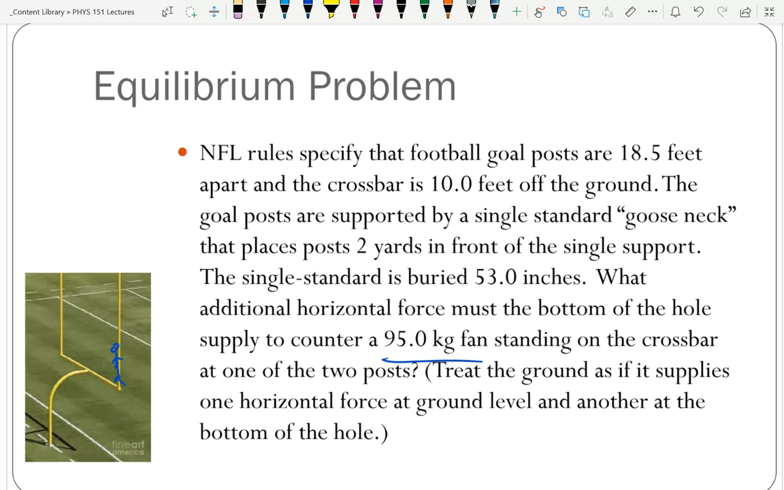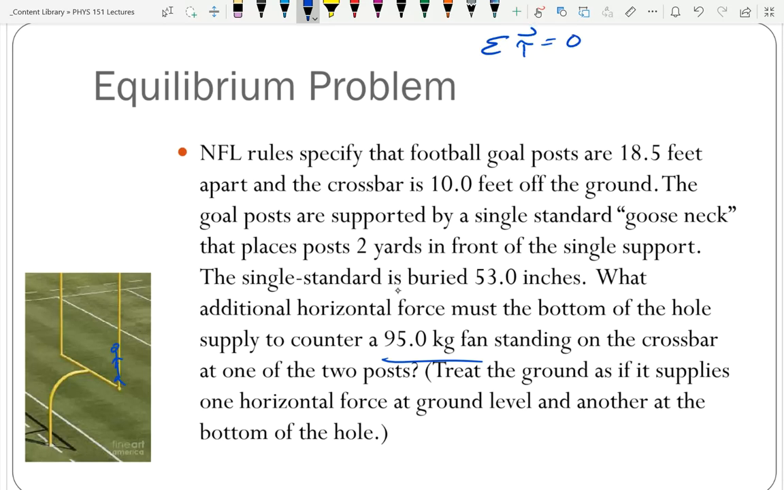Responsibility? Yeah. So here's the question. If you have a student standing there, of course, student, that's college for NFL. How much additional force are you going to have to supply at the, and notice I was specific, at the bottom of the hole to counter that student? What kind of problem is this? Equilibrium. Okay? It's an equilibrium problem. Oh, look, yes, it says equilibrium problem. That won't be there on the test to tell you. So if it's an equilibrium problem, what rules do I have? Sum of the torques is 0.